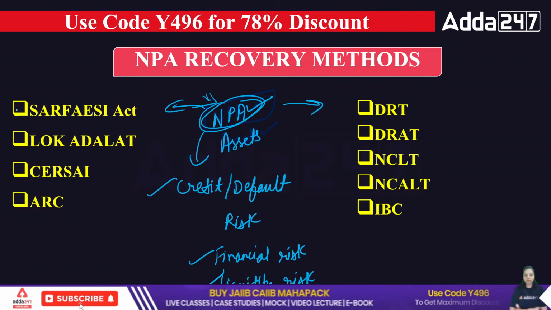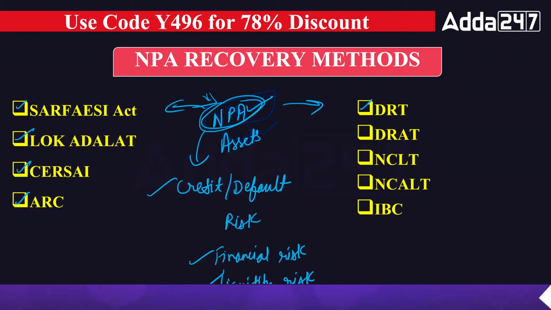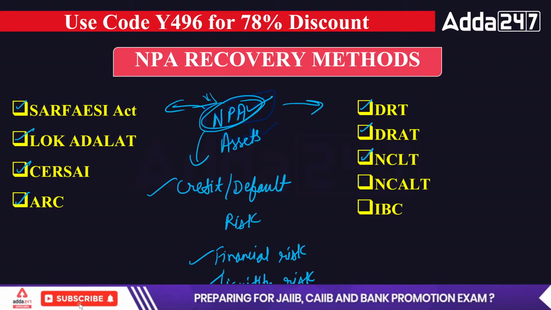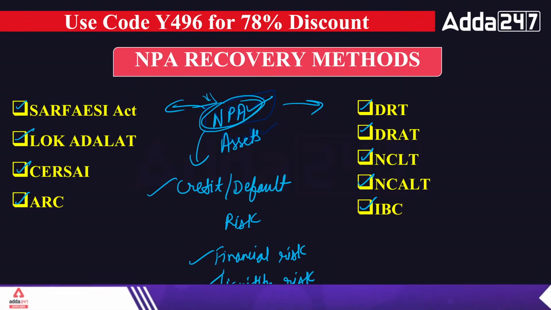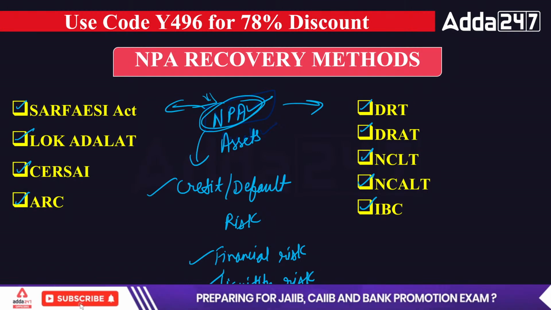So we have the SARFAESI Act, Lok Adalat, ARC, DRT, DRAT, NCLT, NCLAT, and IBC. Now, what are these? We are going to discuss all of these in detail, one by one. First of all, if I talk about the full form of all these, first of all, we have the SARFAESI Act.